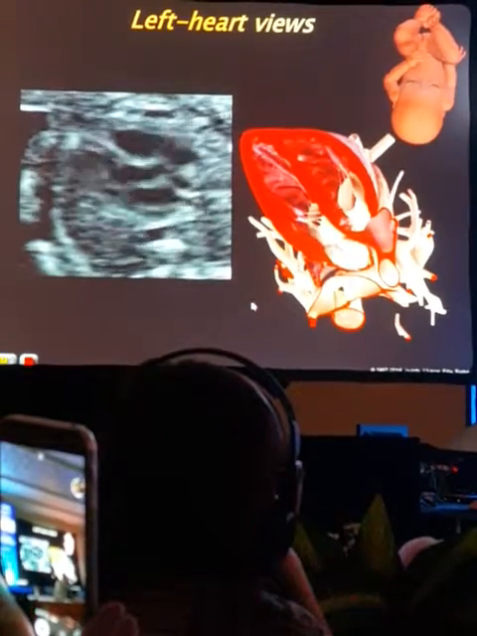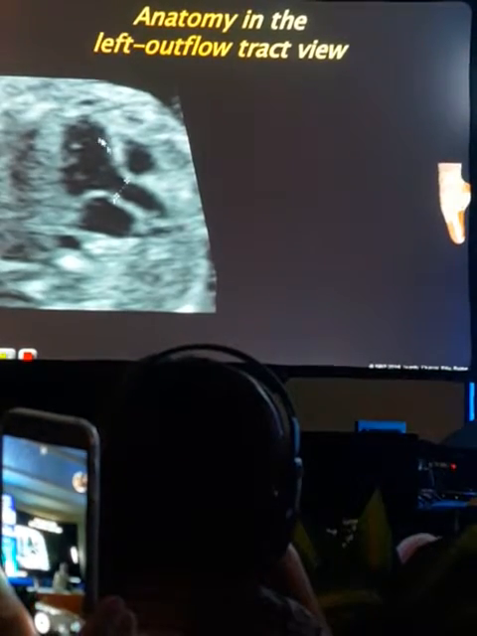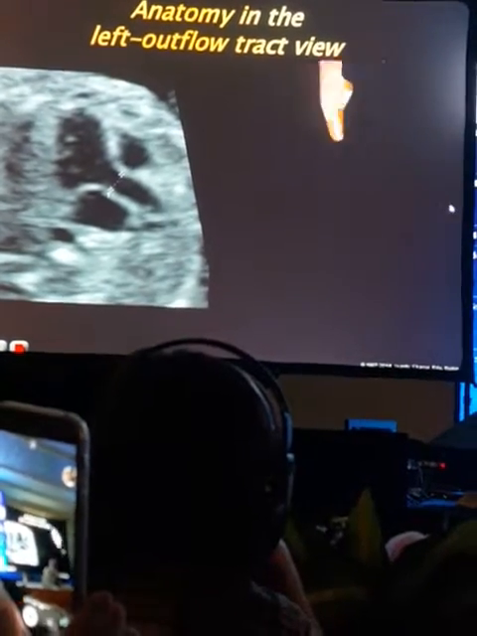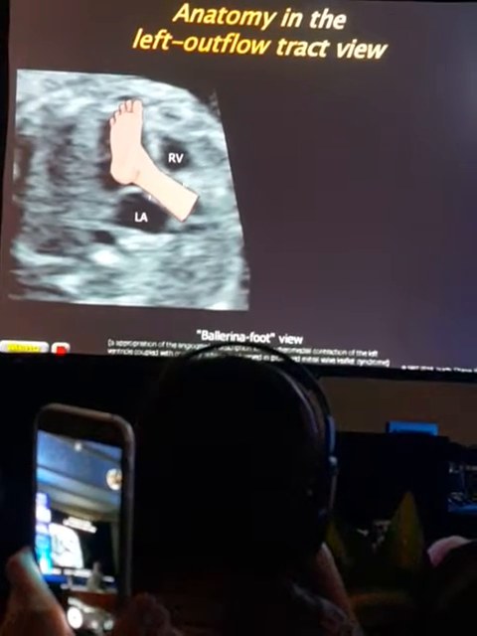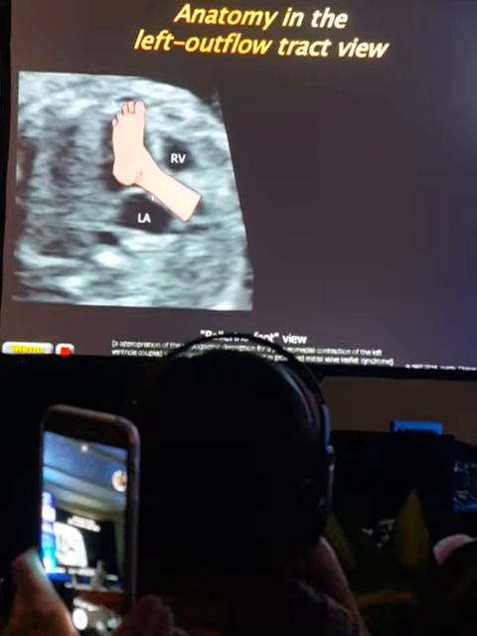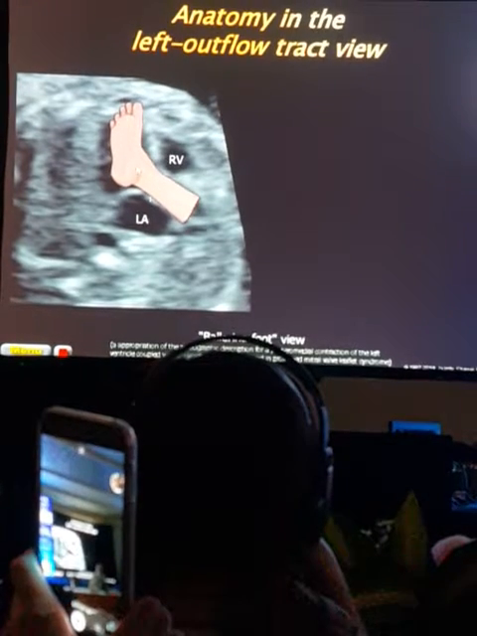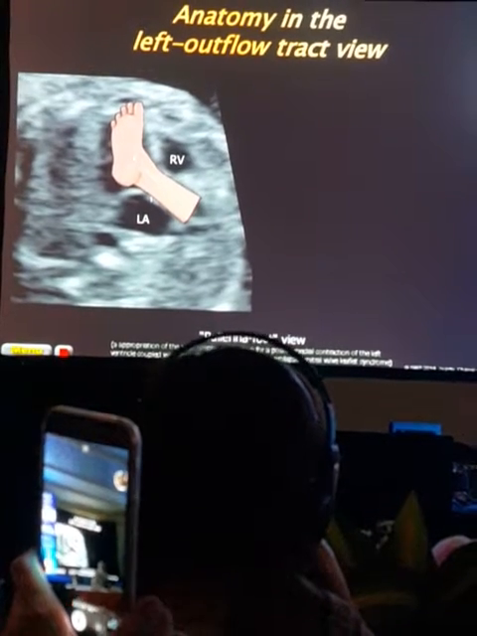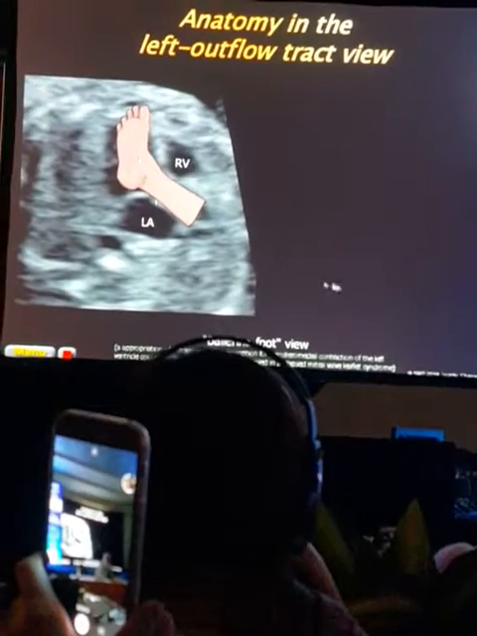Same thing, a bit faster. Now, let me introduce to you the ballerina foot. When you look at the left half of the chest, you want to see the left ventricle as the foot of the ballerina and the ascending aorta as the leg. And they should be aligned anatomically.